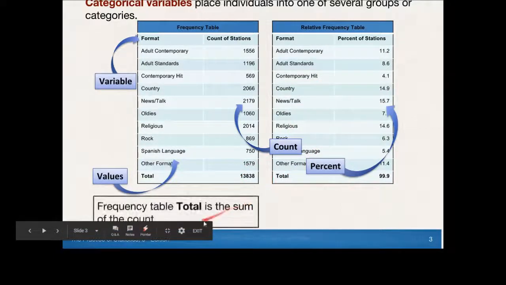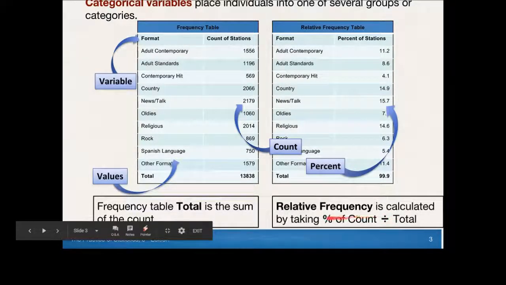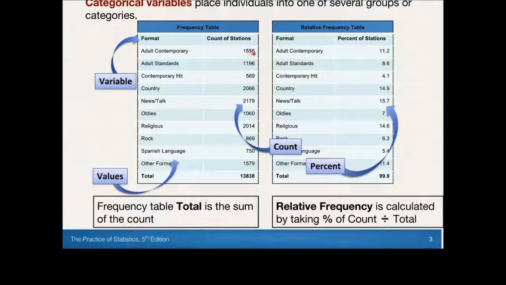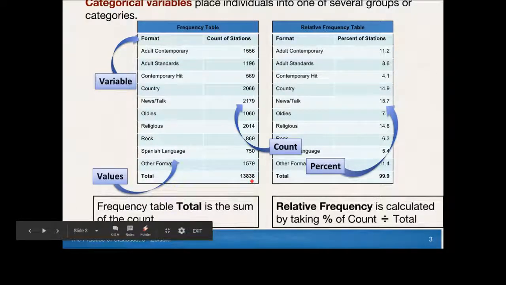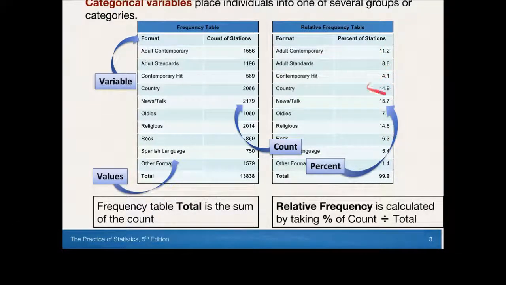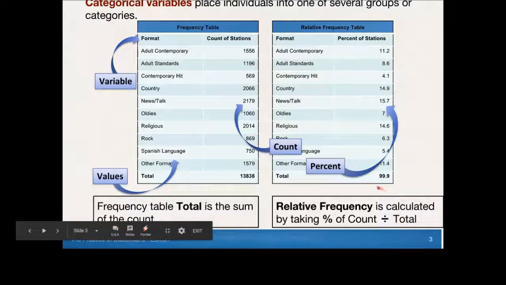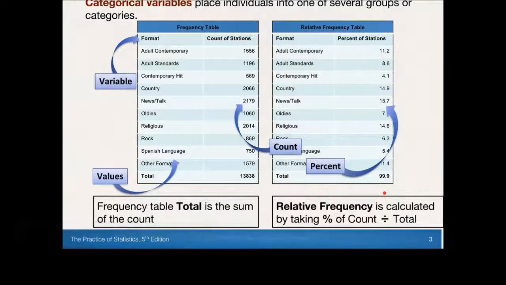The frequency total was the actual count, and the relative frequency is calculated by finding a percent of the count. So if we take 1,556 and divide it by 13,838, we get approximately 11.2%. These are all rounded to one decimal place, and you can see that calculation is pretty simple to do. But notice that at the bottom here we have a total of 99.9%.